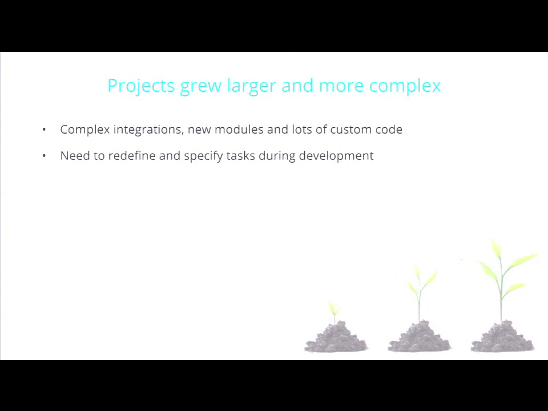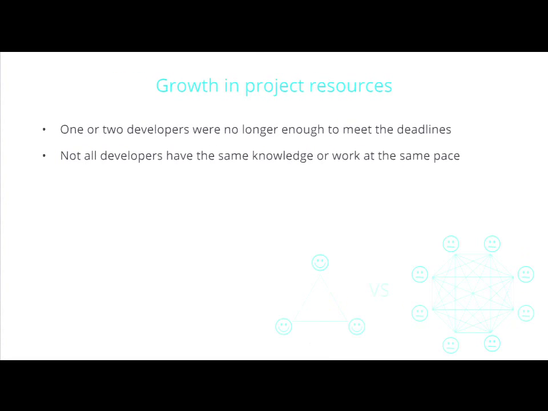And besides that, our projects grew larger and more complex. We started doing more complex integrations using a lot of new modules that we hadn't used before. And we needed lots of custom code to achieve our project goals. So we needed to redefine and specify our tasks during our development phase instead of in the beginning, before we started development. And since our projects grew, we needed to add more resources to the projects as well. One or two developers were no longer enough if we were to meet the project deadlines. And since we added more developers to the project, they didn't all have the same knowledge or work at the same pace.